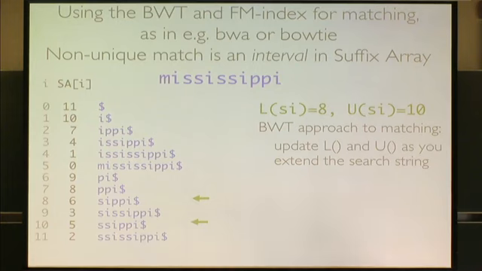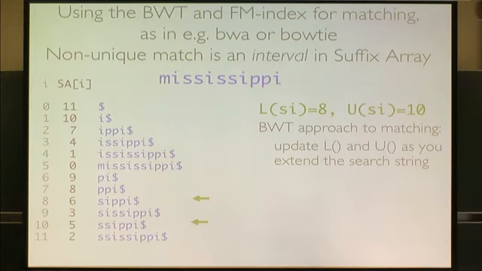So the insight that Ferragina and Manzini came up with is that if you think about things this way, with having a lower and upper bound, you can have an updating rule that starts with an empty string and updates these as you extend the search string. And that updating rule is going to be linear in the number of elements in the pattern, not in the size of the string.